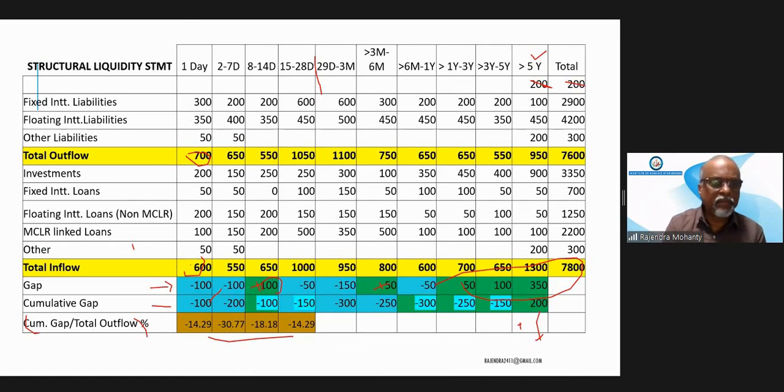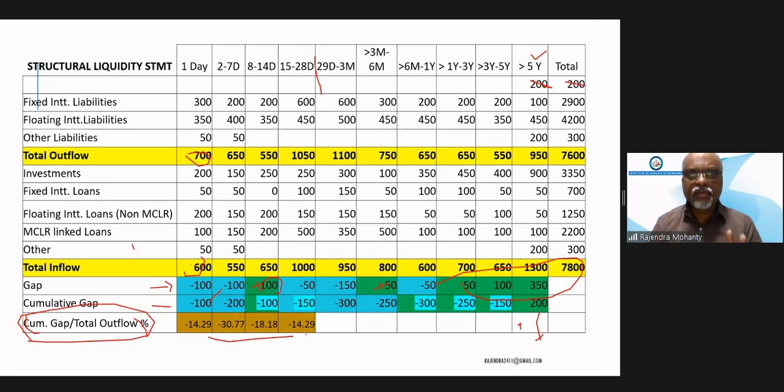Okay? Is it clear? If such questions come, you can easily answer. So one question of this type will come, and you have to answer it. Clear? If you have any doubt, you ask me now. You have to remember this only. The RBI says the cumulative gap to total cash outflow percentage should not exceed 5% for the first day, 10% for the second band, 15% for the third band, and 20% for the fourth band. That much you have to remember. If you remember that, you can calculate and find out what the question asks.